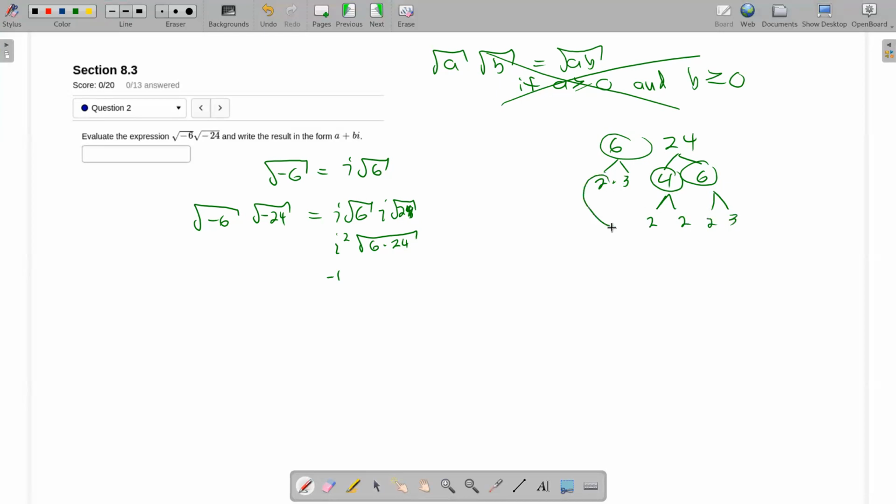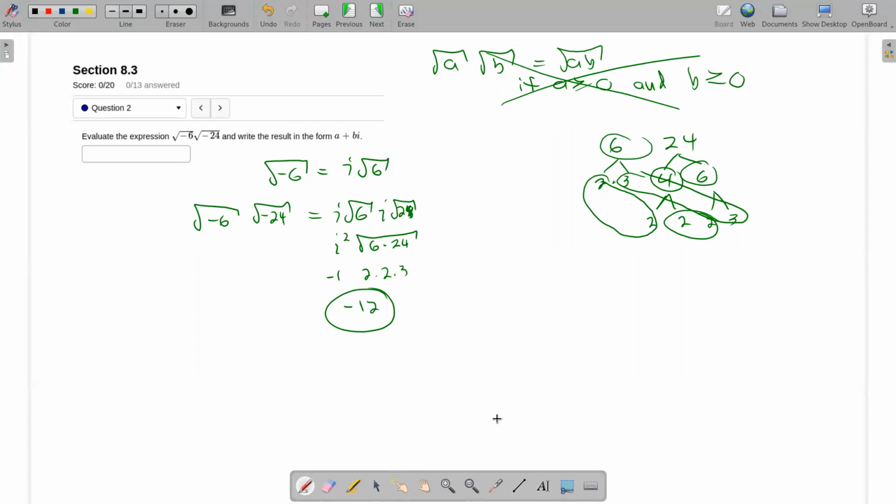So anytime I have a pair of 2's, 1 pops out, 1 pops out. And here I have a pair of 3's, so 1 pops out. So everything in here cleans up. So that's 2 times 2 times 3, which is -12. And if I tried to take this approach up here, I would get the wrong answer.